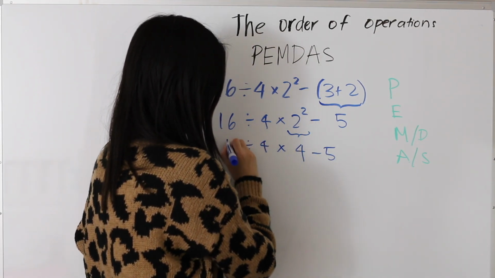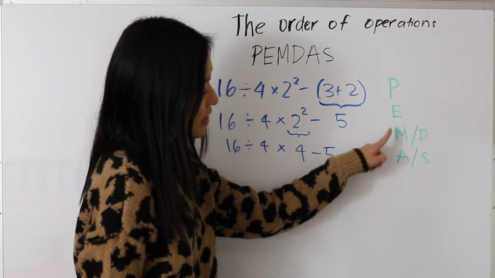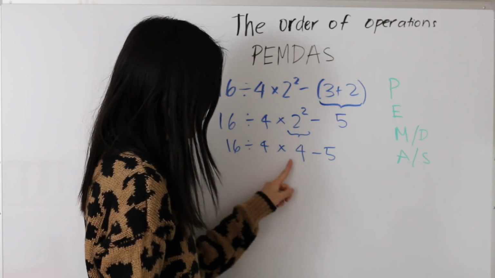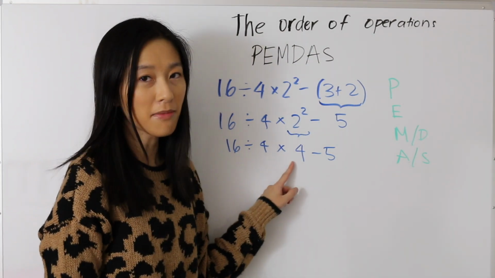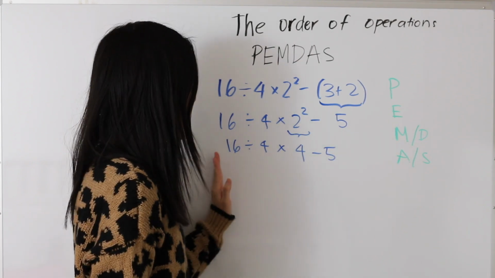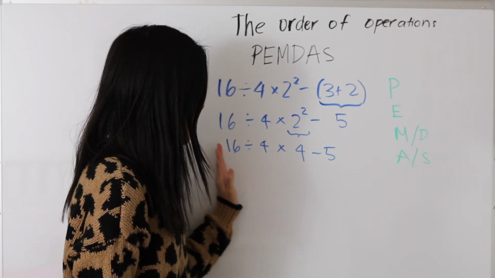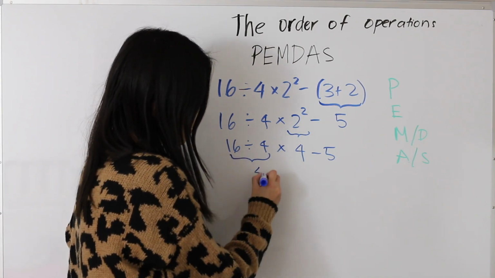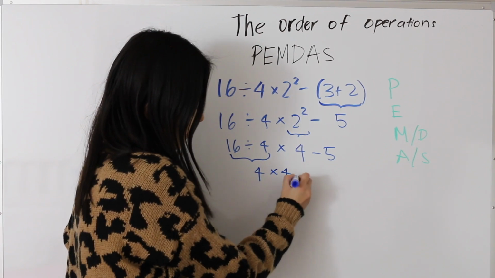After exponents, we have multiplication and division. We have division right here, and we have multiplication right here. So remember, whenever we have multiplication and division in a problem, we always evaluate them from left to right. So we have 16 divided by 4, and that's equal to 4. So 4 times 4 minus 5.